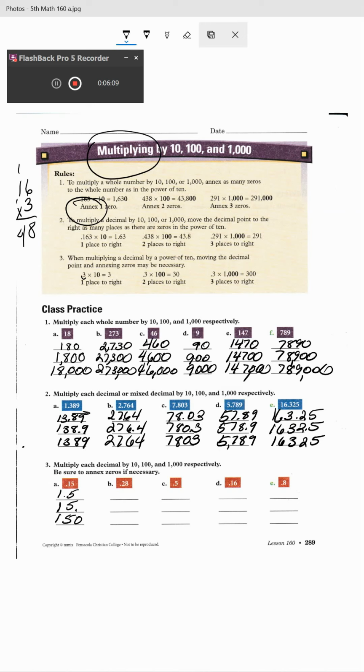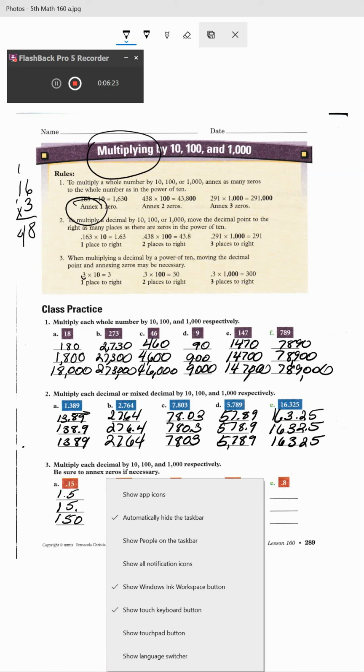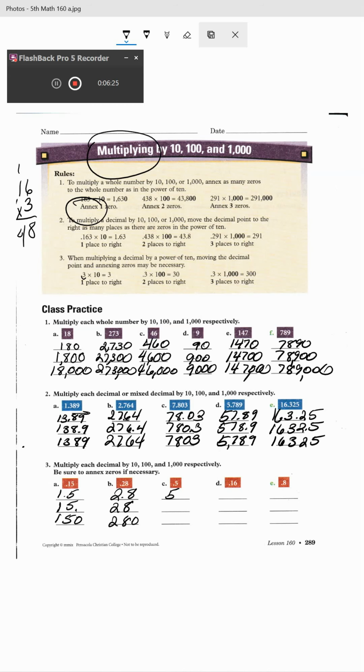0.28 times 10 would be 2.8. Times 100 would be 28. Times 1,000 would be 280. 0.5 would become 5 times 10. Sorry, I'm at the bottom of the page here. So times 100 would be 50, and times 1,000 would be 500.